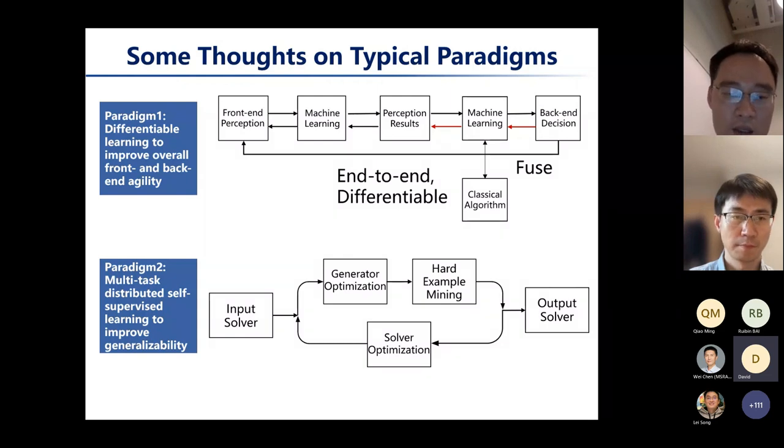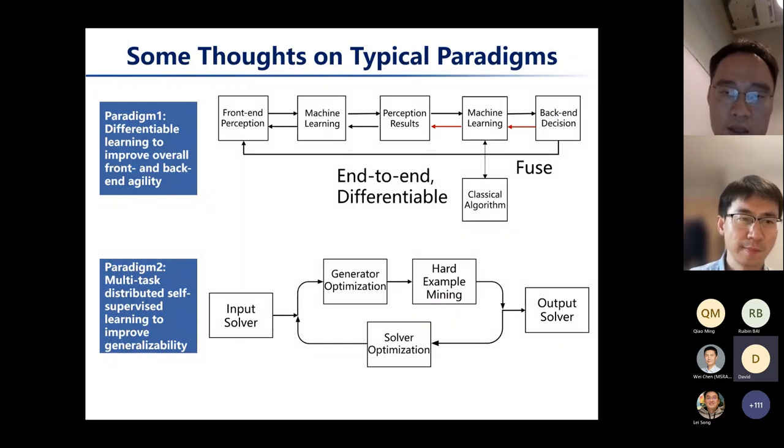The other thing is, as we talk about foundation models, big models, we try to have a more general multitask learning model like the ICML DeepMind talk. Then we can switch the ability to different problems.